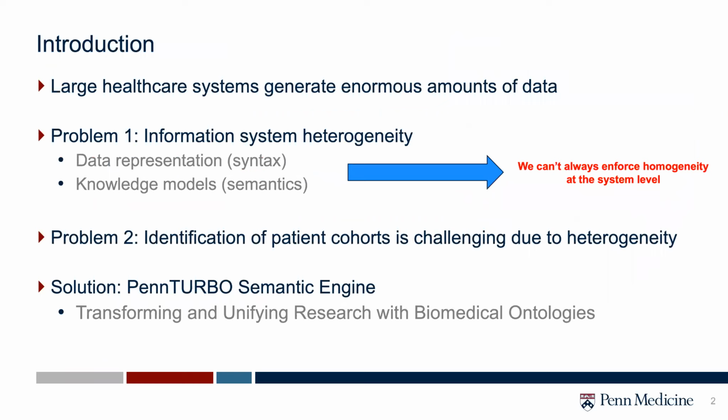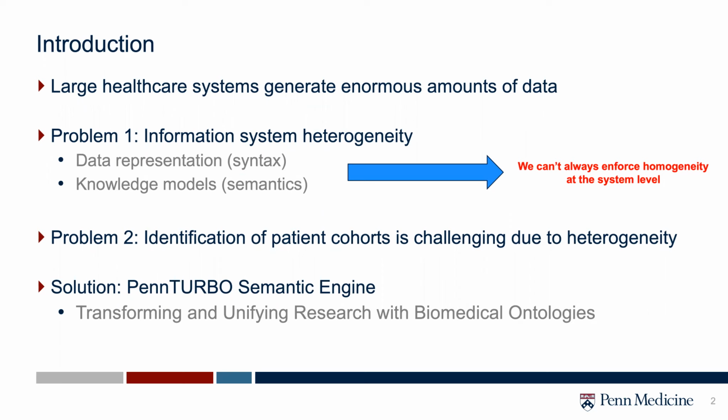Large healthcare systems generate enormous amounts of data which come from a variety of sources, such as the electronic health record, laboratories, the radiology department, and pharmacy. These data come from specialized systems, each adhering to its own specification, so that there is considerable information system heterogeneity. This is manifest in the representation of data, or their syntax, and in the representation of the knowledge by those data, or their semantics. Unfortunately, we can't enforce homogeneity at the system level, so we need to create it once the data are produced by these varied systems.